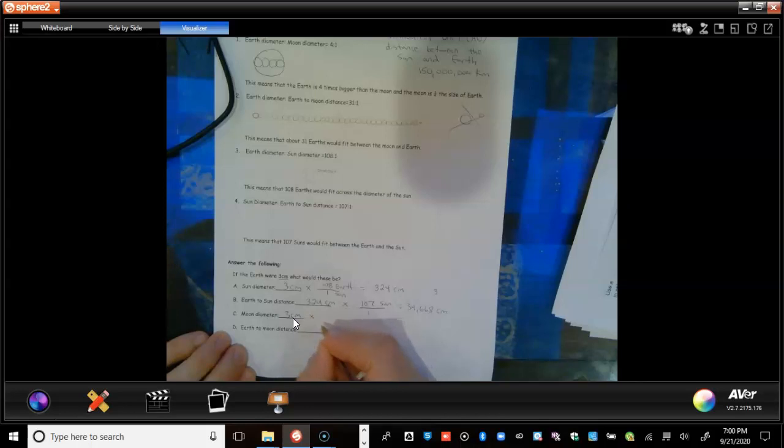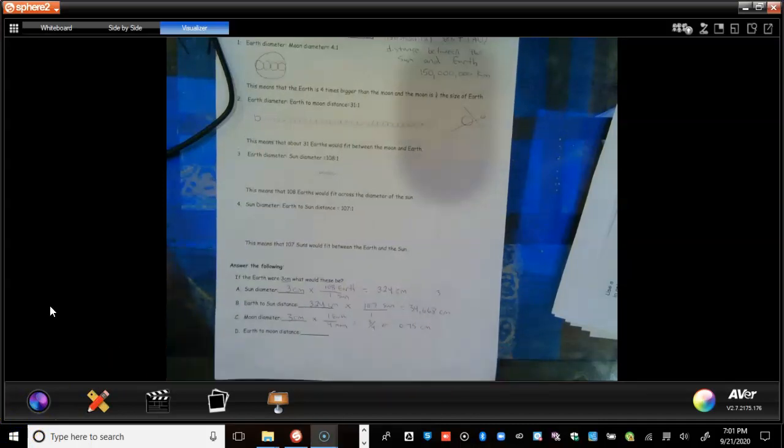So I'm going to multiply this by 1 Earth for every 4 Moon, which is going to be 3/4, or 0.75. And that's centimeters. So the diameter of the Moon is 0.75 centimeters, where the diameter of the Earth is 3 centimeters. Then the last one, Earth to Moon distance.